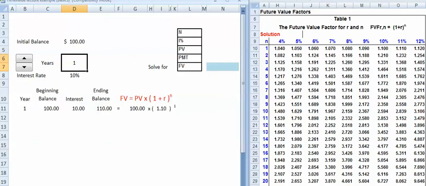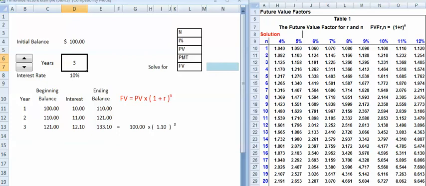If we leave our money in the bank for a second year, notice we begin with $110, so now when we earn 10% interest, we will earn $11 in interest, and our balance will grow to $121. Or we could have calculated it directly with our calculator by simply taking $100 and multiplying it by 1.1 squared. If we leave it in a third year, our account would grow to $133.